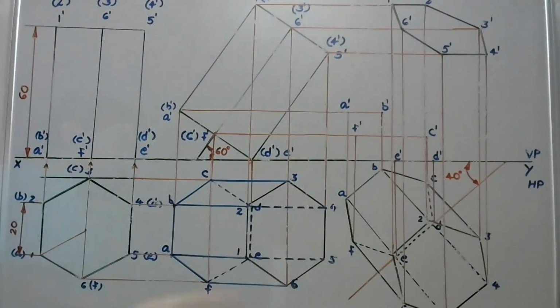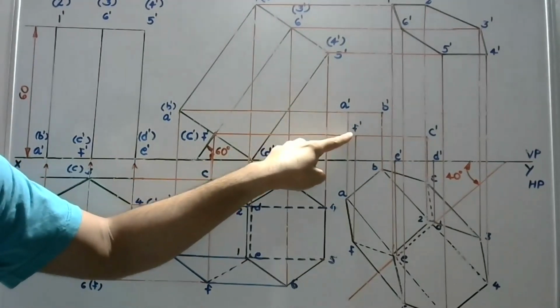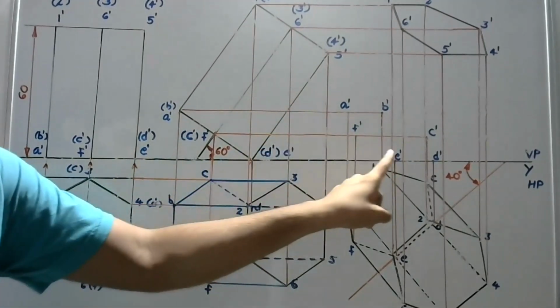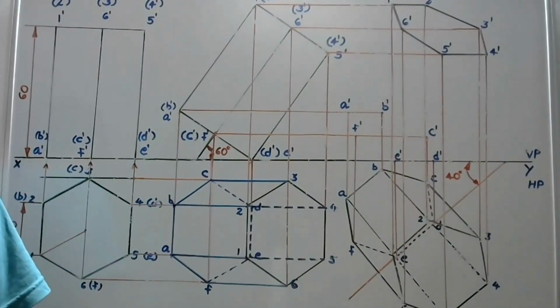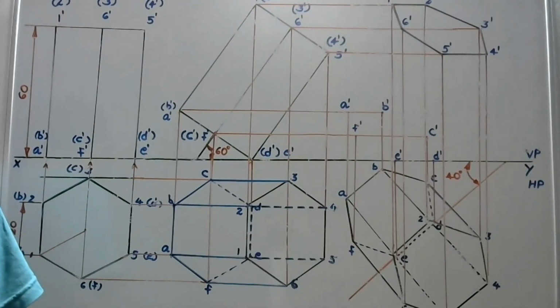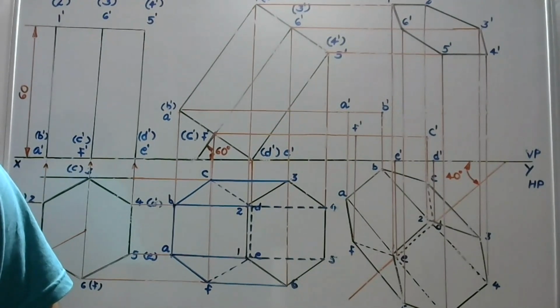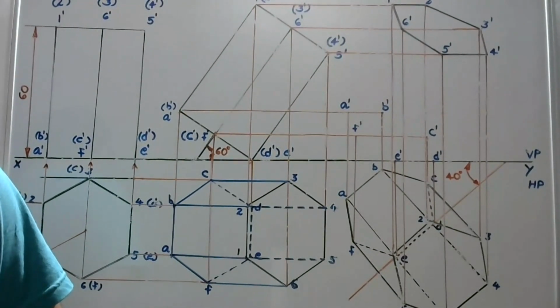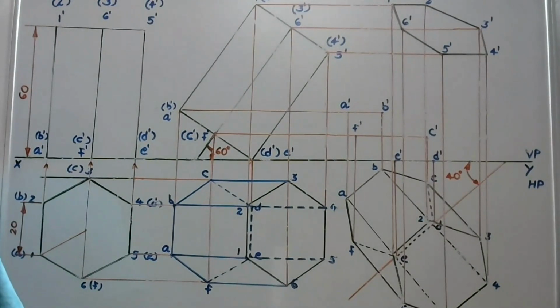First, let's join the visible part, that is A dash, F dash, E dash, and E dash, D dash. These 3 edges are visible in the front view. Another 3 are invisible in the front view. So let's mark the base hexagon by visible and invisible. Visible parts are A dash F dash, F dash E dash, E dash D dash. And invisibles are A dash B dash, B dash C dash, and C dash D dash. 3 edges visible, 3 edges invisible.